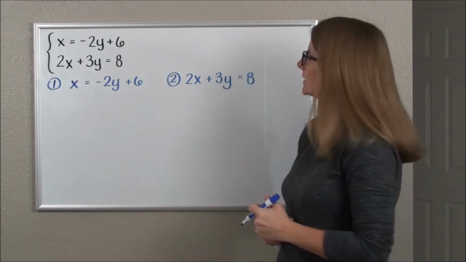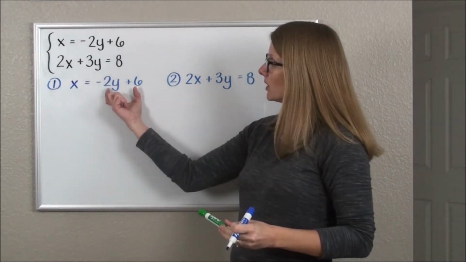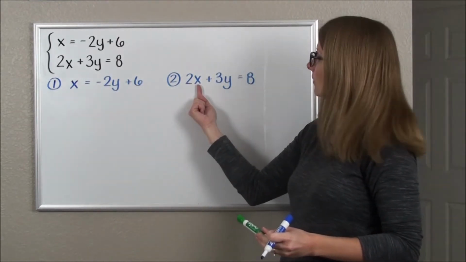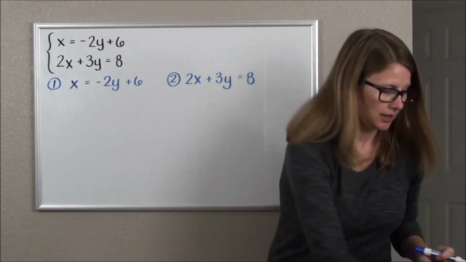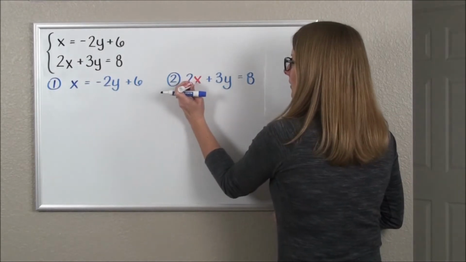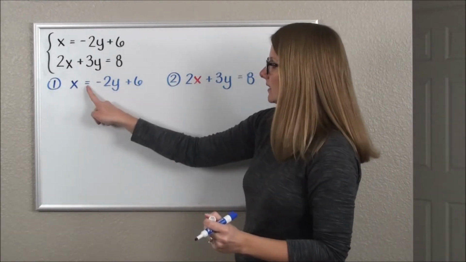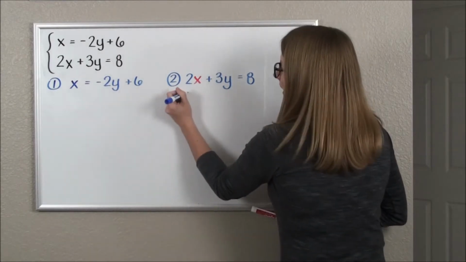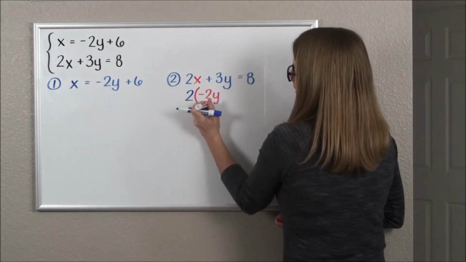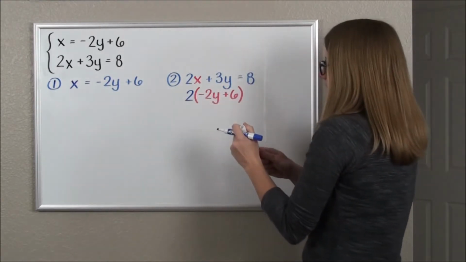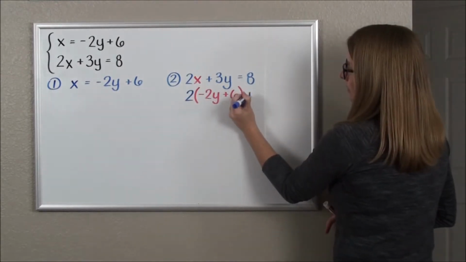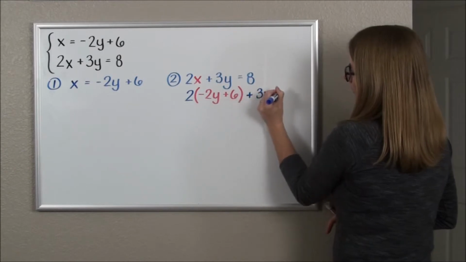And now comes the substitution. This is where this technique gets its name. I want to take this expression that x represents and plug it in for, or substitute it in for, the variable x in this other equation. So where there was an x originally, and I now know that x is -2y + 6, everywhere I see this x, I'm just going to put -2y + 6, because that's what x equals. So I have 2x, and then I'm going to copy the rest. I have to write + 3y = 8.